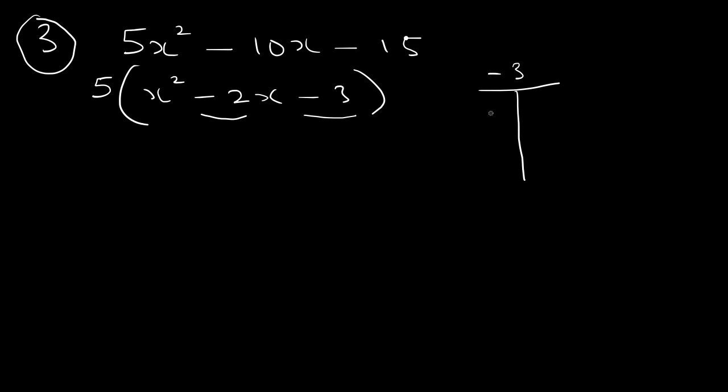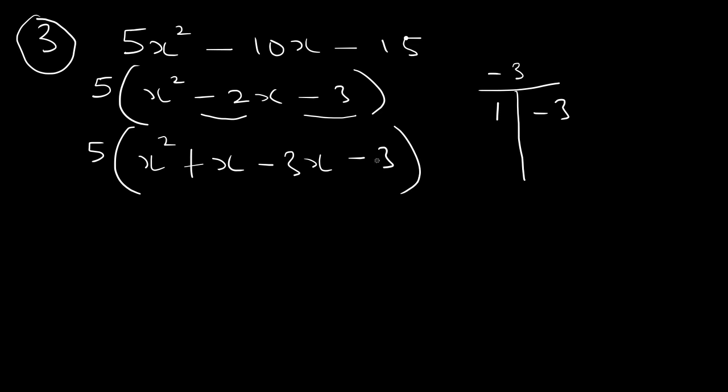Now we have, without wasting time, 1 and minus 3. 1 times minus 3 is minus 3. And if we sum, 1 minus 3 is minus 2. So we'll come back here, x squared, and we're going to replace minus 2x with 1x. 1 in this case is positive, and it becomes x. Then minus 3x minus 3.